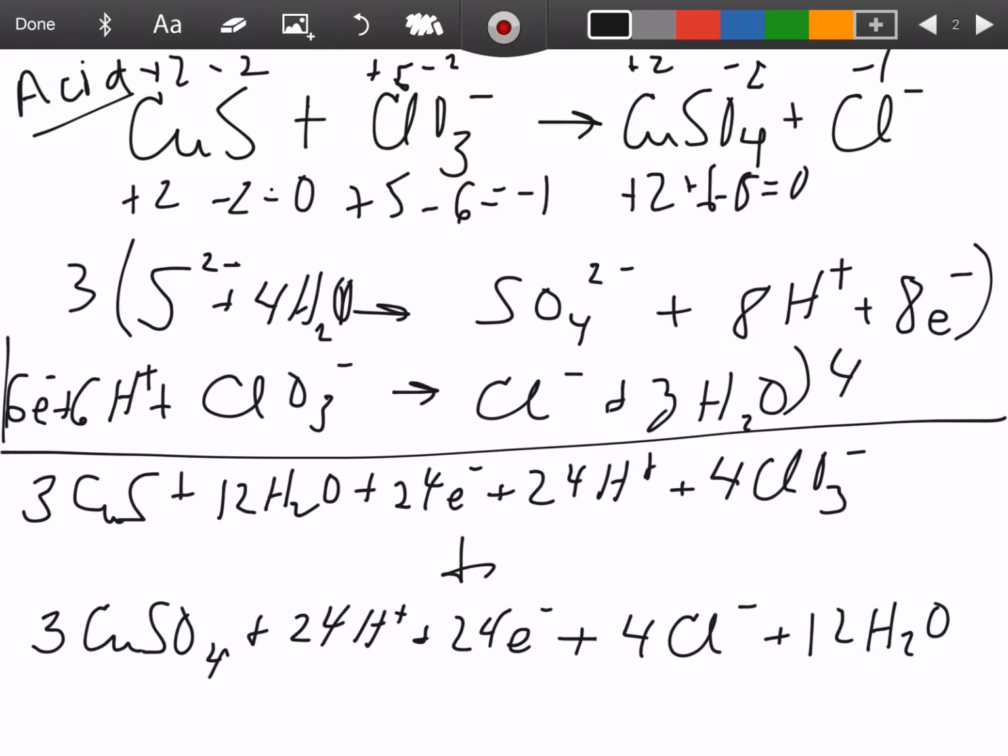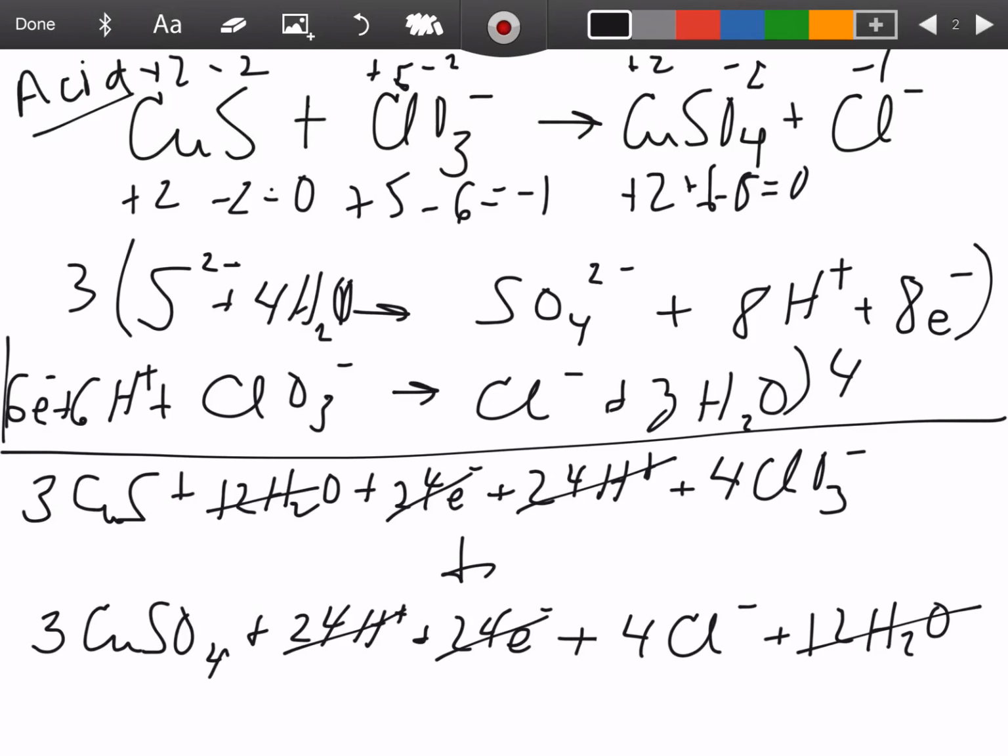Alright, so now I can cancel out like terms. I've got 12 waters on both sides. I've got 24 electrons on both sides. And again, if your electrons don't match, you have to start over again because they must match. And lastly, I got 24 protons on both sides, so those cancel out.